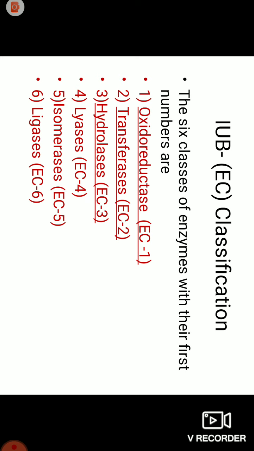So what is ligases? You know the meaning of ligase. Ligase is to combine or to join. So there are some enzymes which link two molecules or join two molecules to form big molecules. Such enzymes having this ligase property or joining property are categorized as ligases. So you have 6 classes.